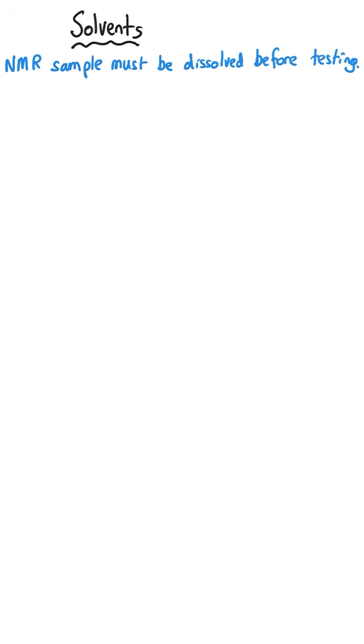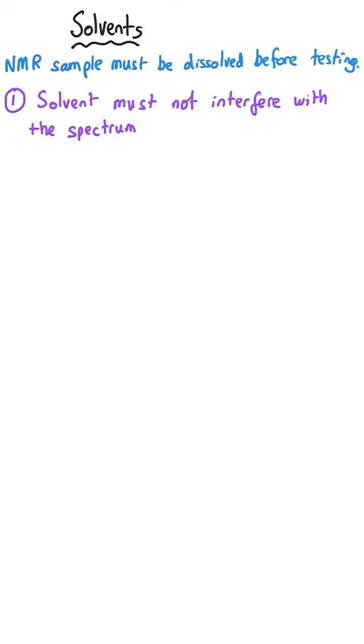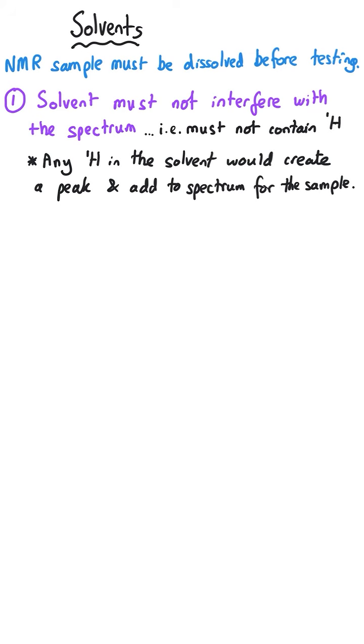When you analyse a sample using NMR spectroscopy, the substance that you're analysing needs to be dissolved to make a solution that can fit inside the glass testing tube. When you are selecting your solvent, there are 2 really important choices that you have to make. First of all, your solvent must not interfere with the spectrum that you're hoping to create. So really what this means is it shouldn't contain any protons, because if it did, they would also add to the spectrum being produced, and you wouldn't know if they were coming from the solvent or from the sample that you were trying to analyse.